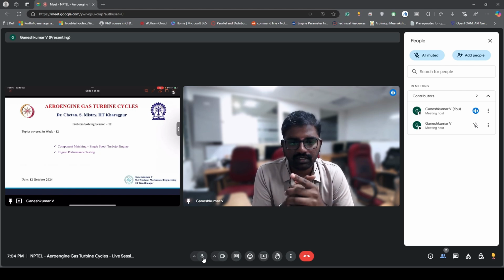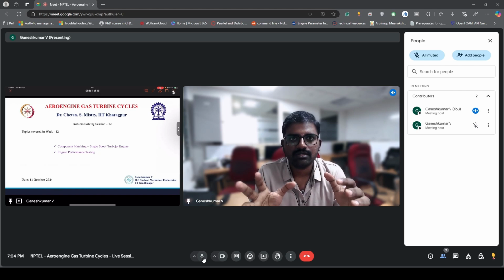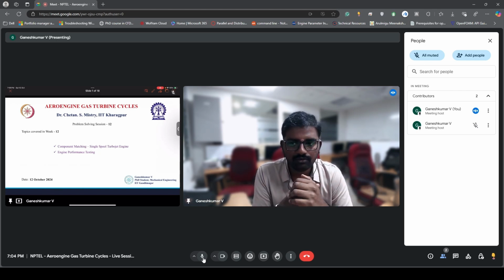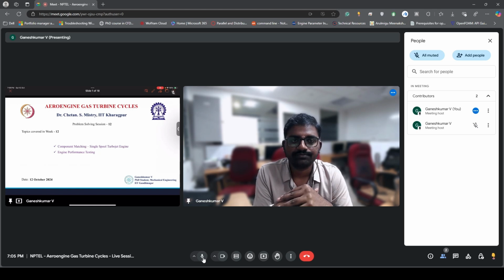This time, once we have the finalized engine, if I have the same engine at different operating conditions, how is my performance going to vary? That is where this component matching principle comes in. That is what we saw in the lectures also. The final one or two lectures were on engine performance testing, and those are typically theory kind of questions.